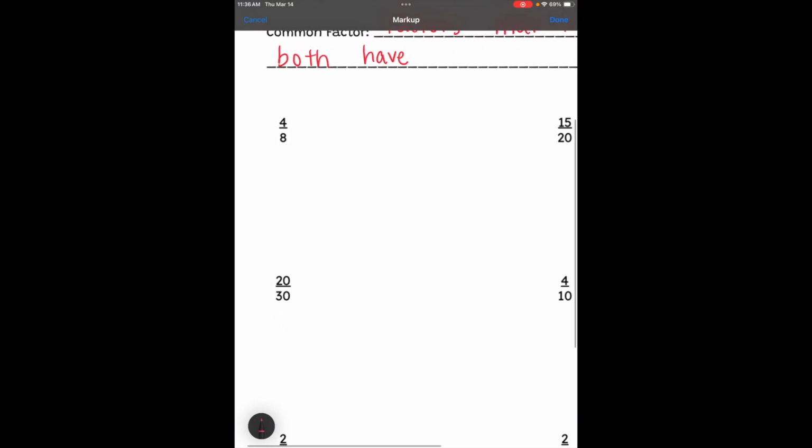So we're looking at 4/8 down here. We're going to find the factors of both 4 and 8. So I'm going to list out my factors. 1 times 4, 2 times 2. So my factors are 1, 2, and 4. And then for 8, I have 1 times 8, 2 times 4. And that's all I've got for this one. So 1, 2, 4, and 8.